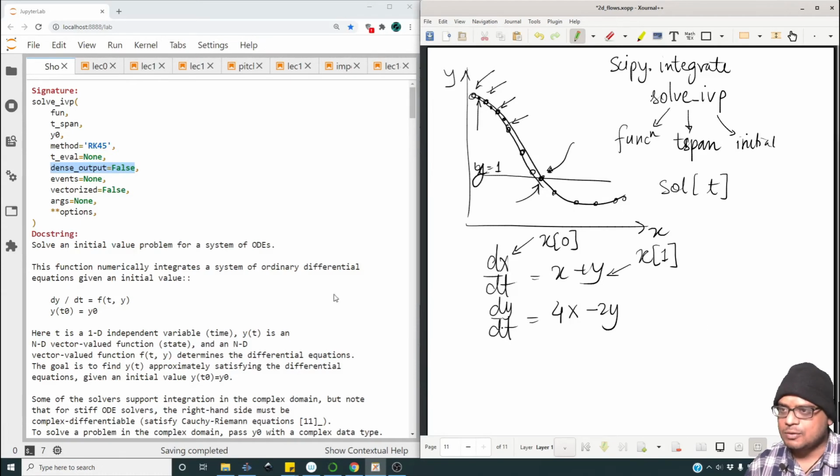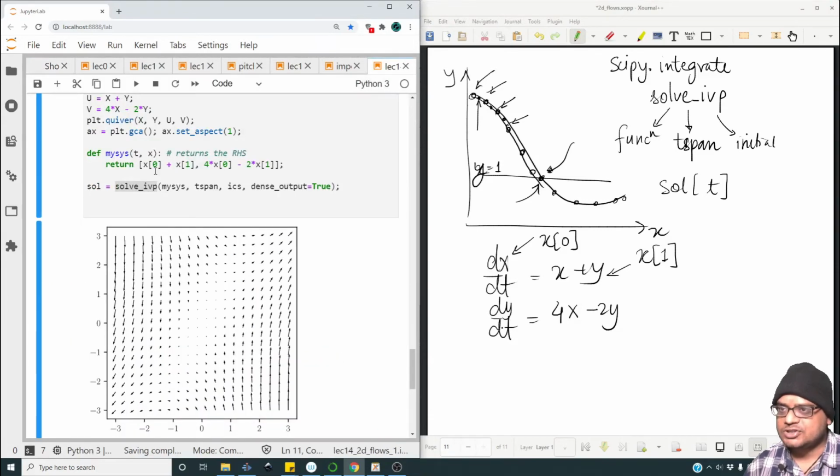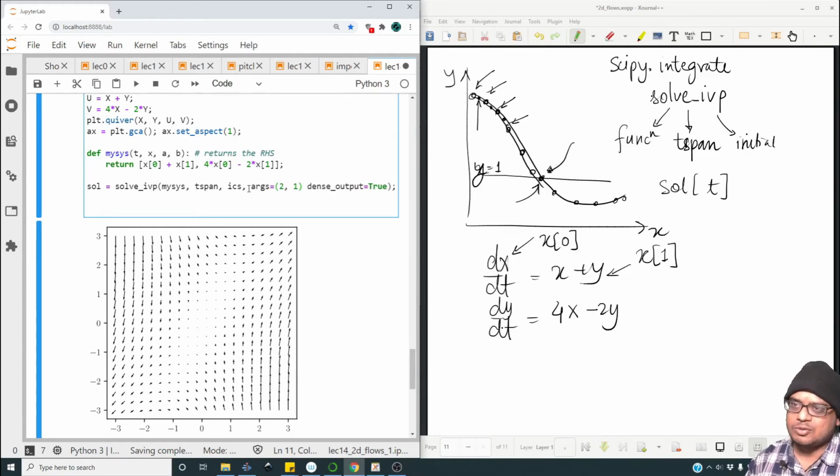So vectorized equal to False, args equal to None. So args, actually, if you have a function which takes as input some additional parameters like a, b, then you can pass additional arguments as 2, comma 1. Suppose a would be passed as 2 and b would be passed as 1. This is how you would pass them. But in this particular case, we don't have any additional arguments that we want to pass, so we don't put them.